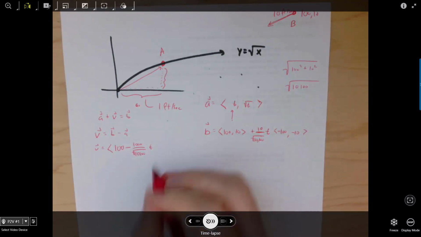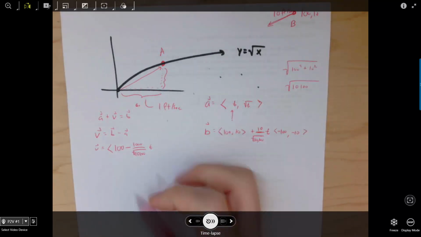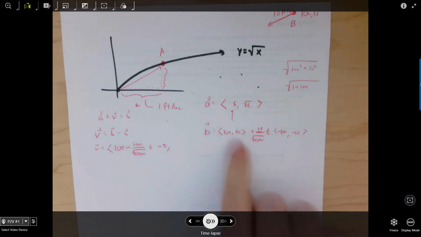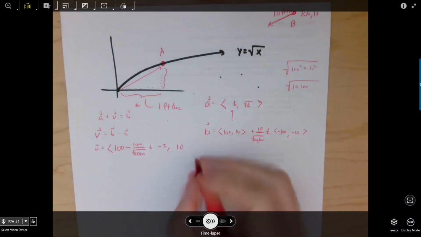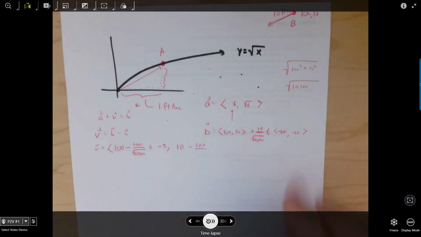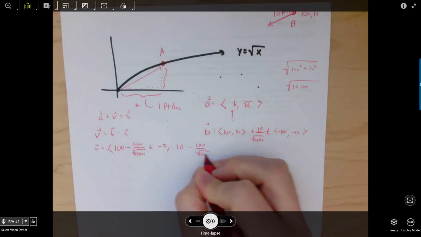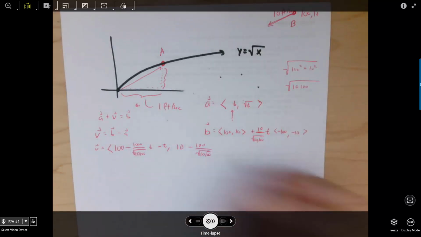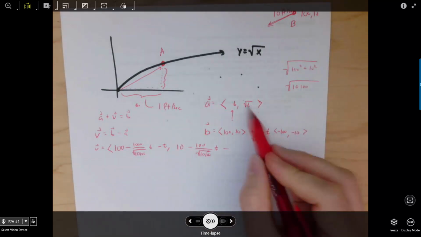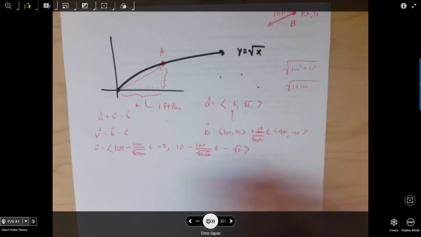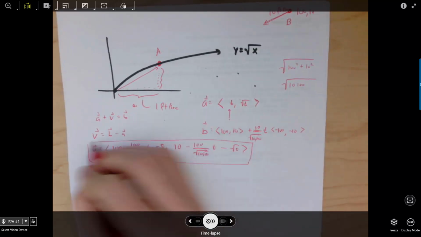Did I multiply all that correctly? Great. And then from that, I'm subtracting another t that comes from a. And now for the y components, I've got 10 minus 100, because that's 10 times 10, over root 10,100 times time. And then from that, I'm subtracting root t. Cool. And there we go.